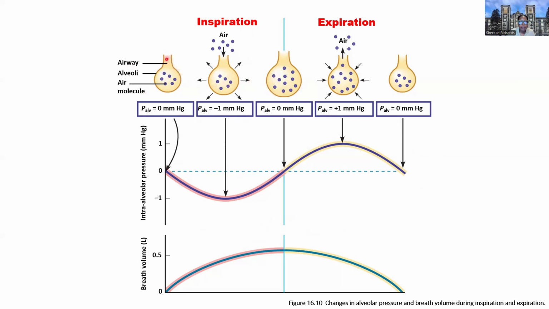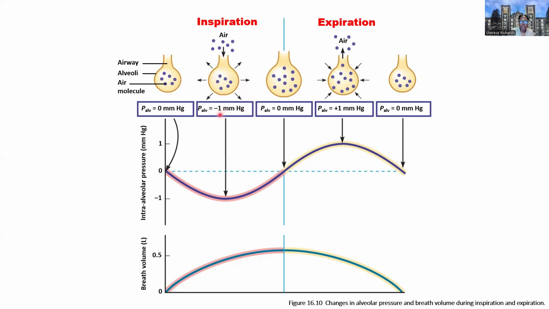Here is our airway. Here's our alveolus and the air particles or molecules inside. Notice how when the alveolar pressure is zero, there's no airflow because we don't have a gradient. Atmospheric pressure is zero, and if alveolar pressure is also zero, there's no flow, there's no gradient.